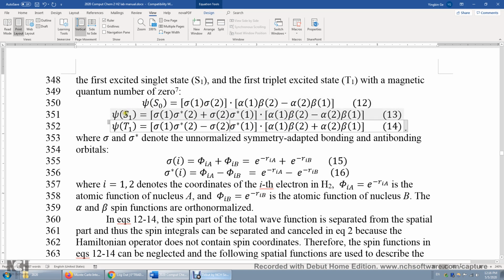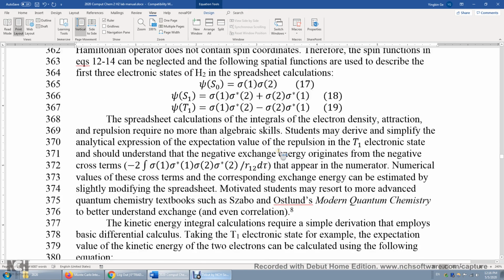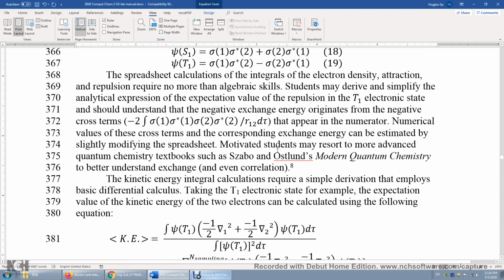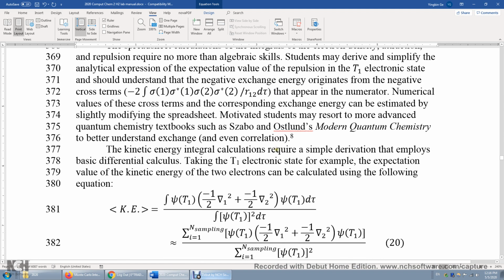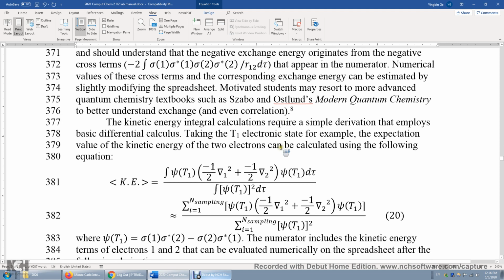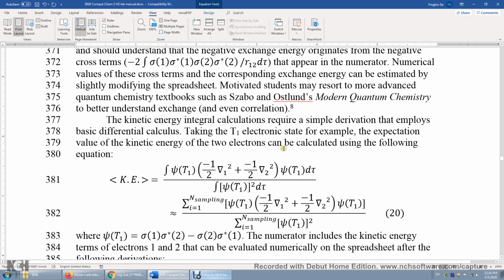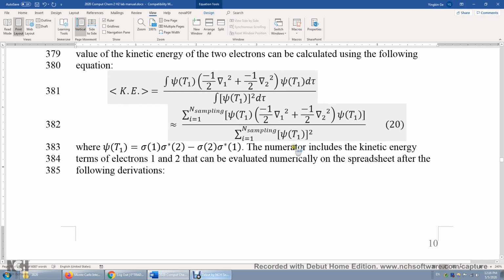All right, and for the triplet state, there are actually 2 other spin functions. One is alpha 1, alpha 2. The other is beta 1, beta 2. All right, so anyway, this is a paper. I encourage you to at least spend some time to browse the paper, but if you can read the paper more carefully, you will fully understand this lab.